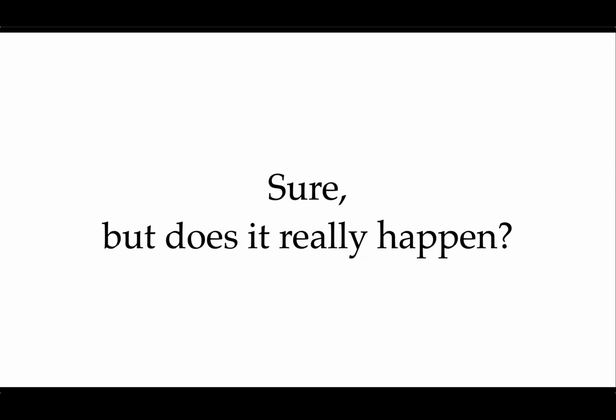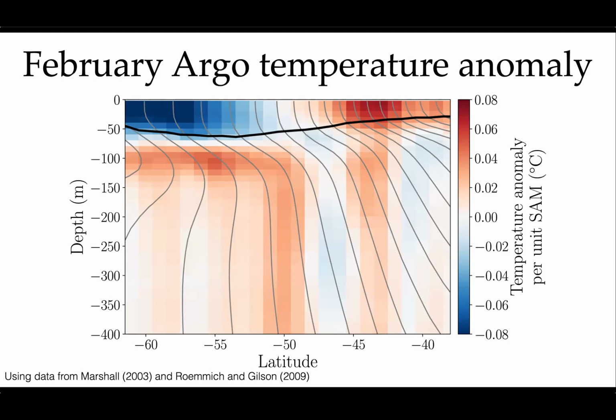And this is a zonal mean from a gridded Argo product. It's the extension of the Roemmich and Gilson Argo product. And what we've done here is we've correlated the February temperature profiles with the summertime SAM. So December, January, February SAM, February temperatures from the ocean.